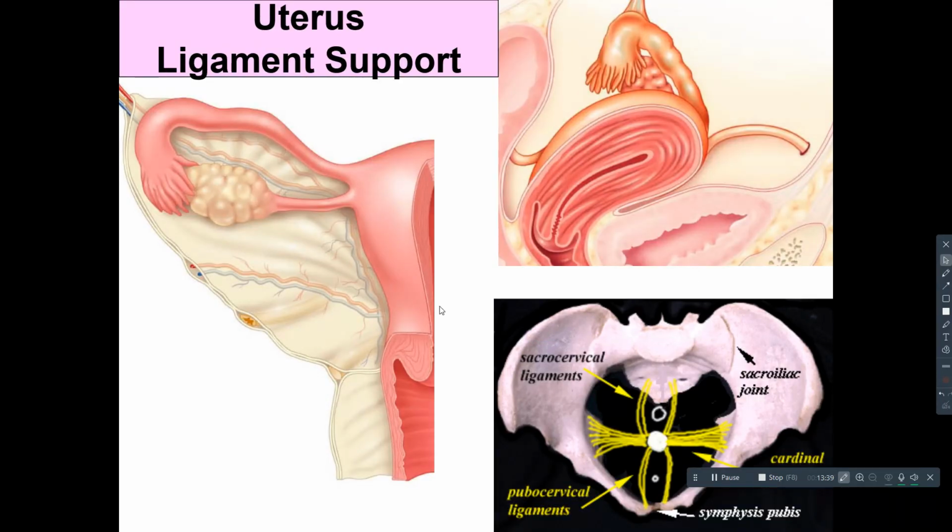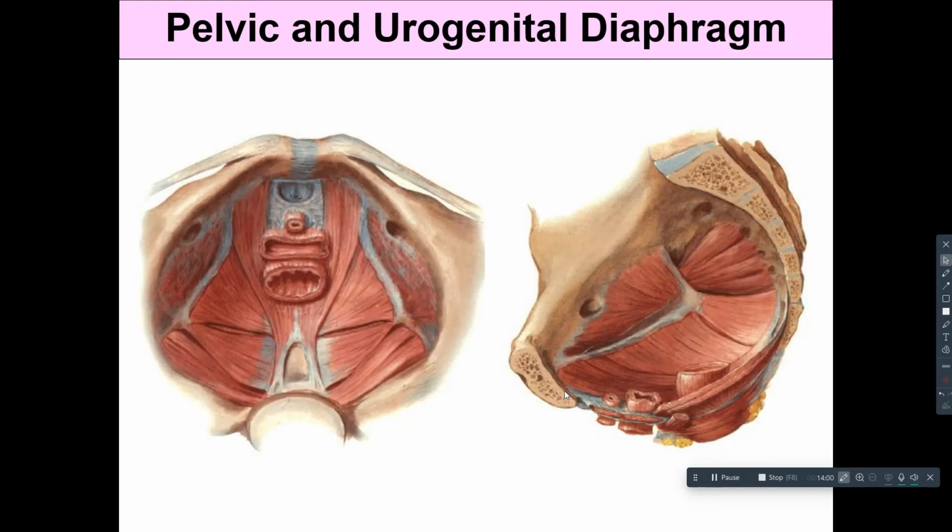Okay, as far as ligament support, the uterus is supported by the broad ligament, which we see here. The uterus is also supported by the round ligament anteriorly, as well as some other ligaments on the bottom of the pelvis. And the floor of the pelvis there are other ligaments. There's also muscular support. Remember, the floor of the pelvis has the pelvic diaphragm, and then the portion of that associated with the urethra and the vagina is the urogenital diaphragm. So this muscular diaphragm is supporting the uterus among other organs, urinary and digestive organs as well.